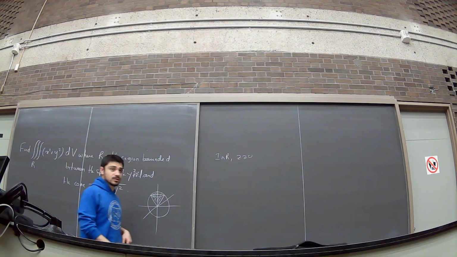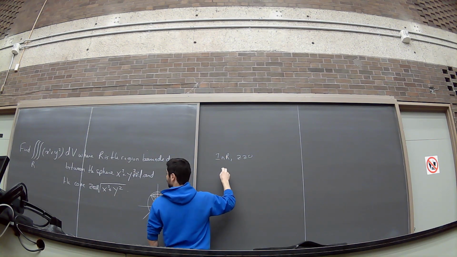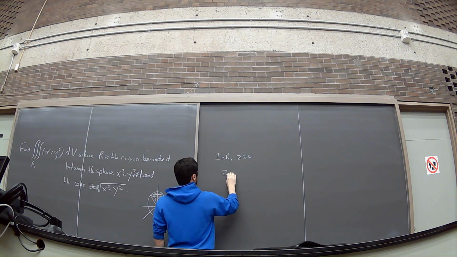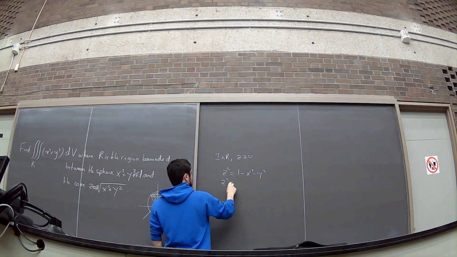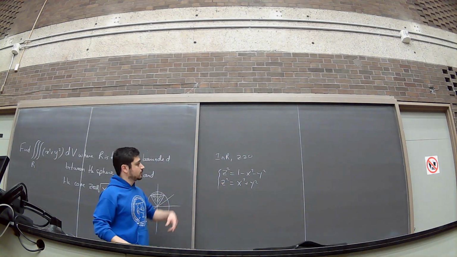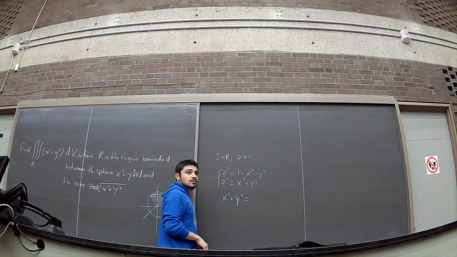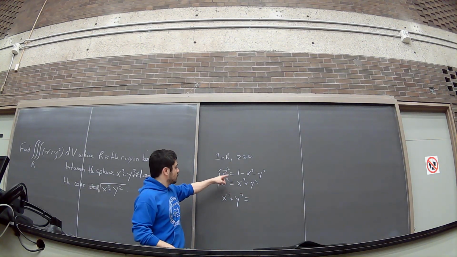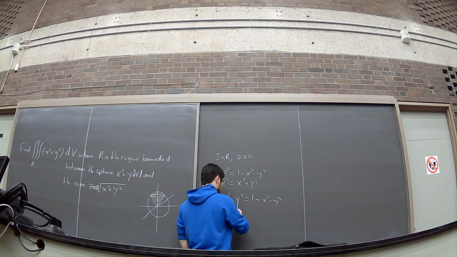I equate the two equations, right? So Z squared is 1 minus x squared minus y squared, and Z squared is x squared plus y squared, right? This is what you're doing. So what do you get? You get x squared plus y squared is equal to what? So x squared plus y squared is equal to 1/2.